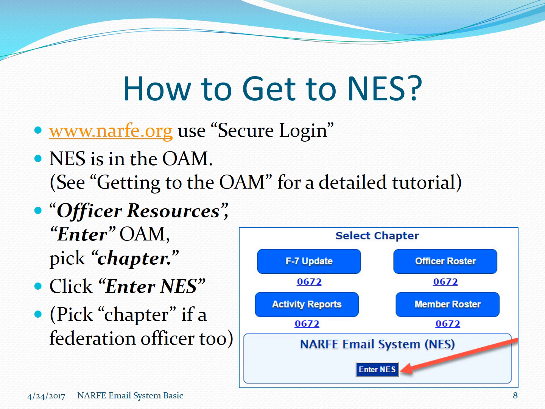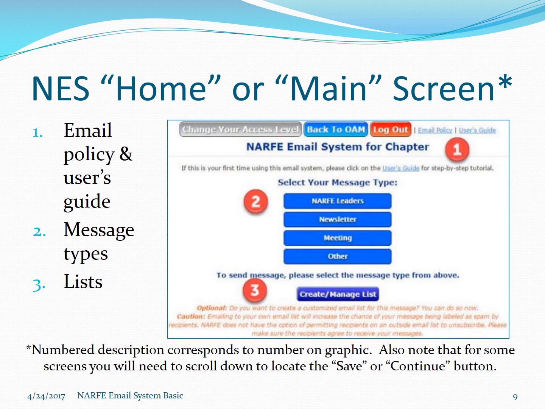To get the NES, go to www.narfe.org, use Secure Login, next click Officer Resources, enter the OAM, and pick Chapter. Next, on the Chapter screen, click Enter NES, and if you're a Federation officer, you may have to pick Chapter again.